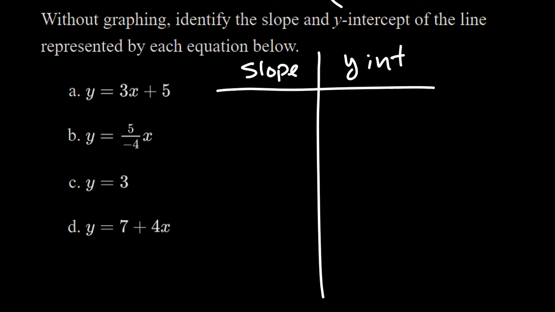So I'm going to organize my work this way. For A, super nice, right? Look at this. The slope is given to me. It's 3, and I could write it as 3 over 1, or just 3, and the y-intercept is 5.